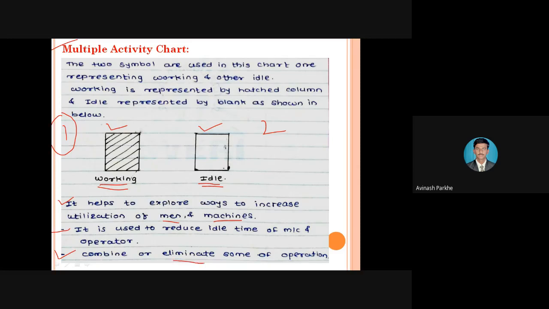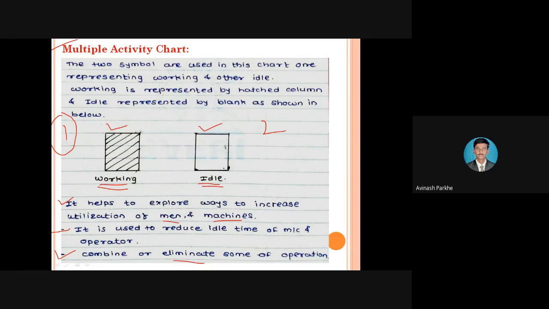Also, whatever unnecessary operations are there on that particular machine, those unnecessary operations we can also eliminate by using this multiple activity chart. So these are the various examples. Multiple activity means whatever activities are performed by the operator or the man, and whatever activities are performed by the machine or the equipment, all those multiple activities are represented by using this multiple activity chart. Also, this chart is useful to find the working time of the man and the machine, as well as the idle time of the man and the machines.